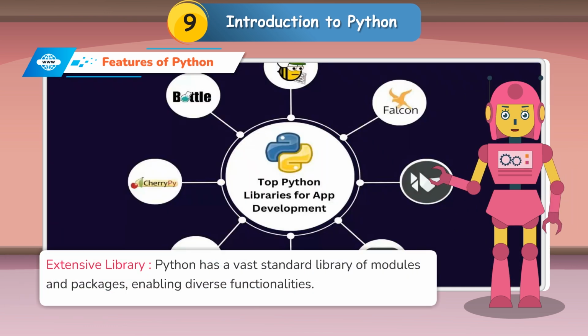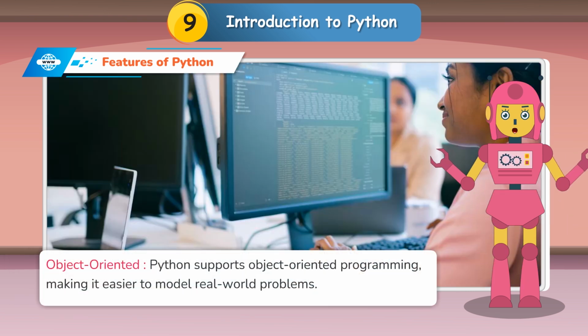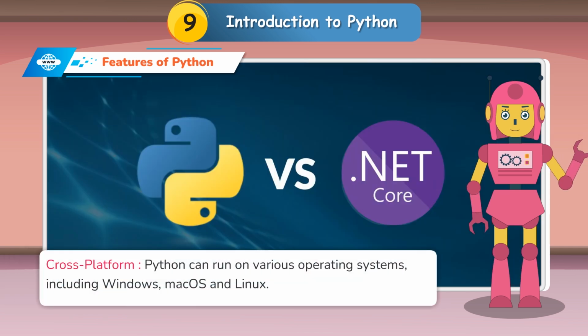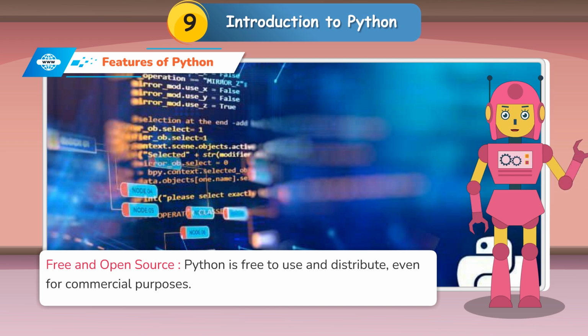Extensive library: Python has a vast standard library of modules and packages, enabling diverse functionalities. Object-oriented: Python supports object-oriented programming, making it easier to model real-world problems. Cross-platform: Python can run on various operating systems, including Windows, Mac OS, and Linux. Free and open source: Python is free to use and distribute, even for commercial purposes.